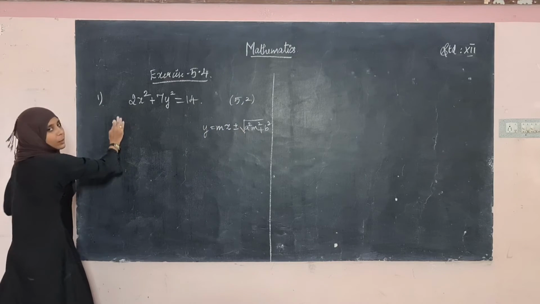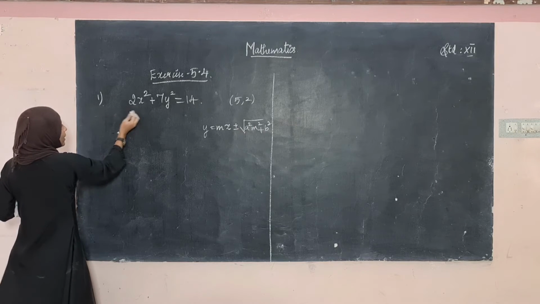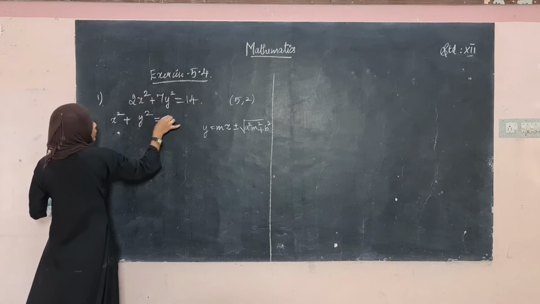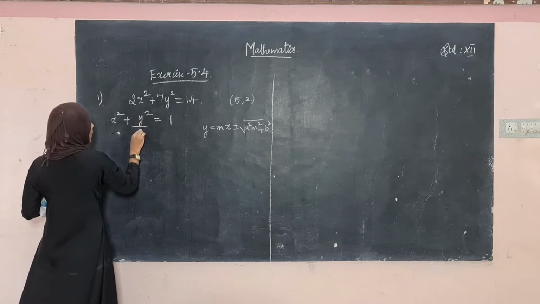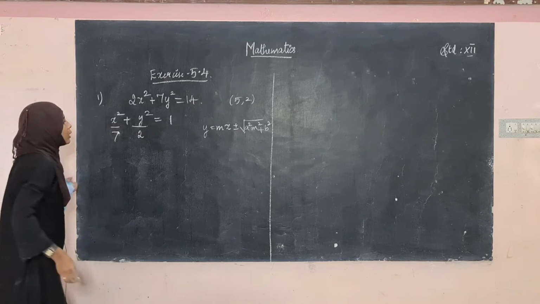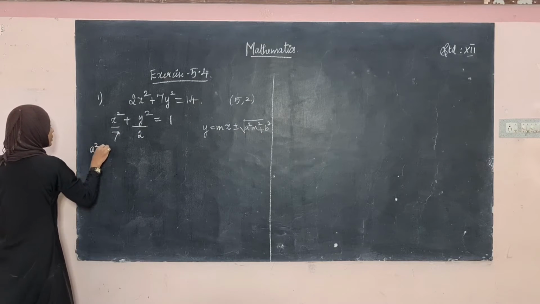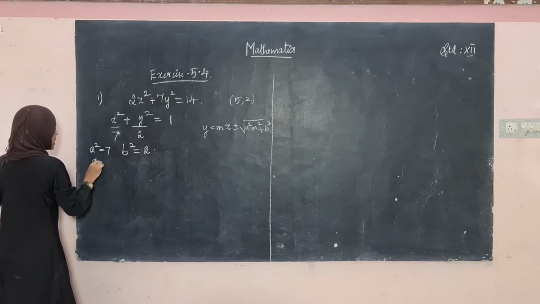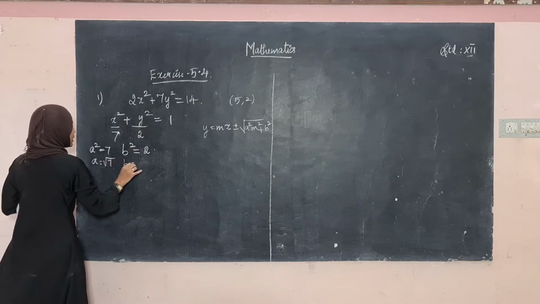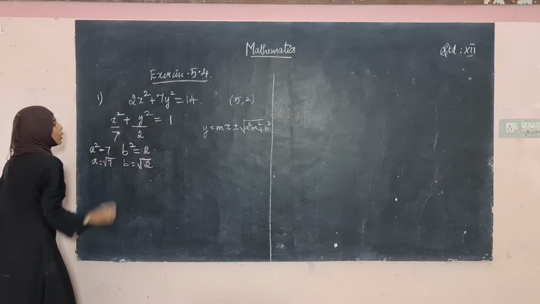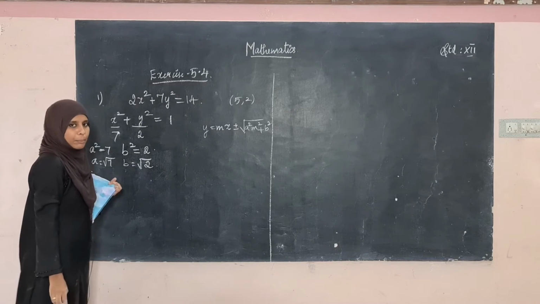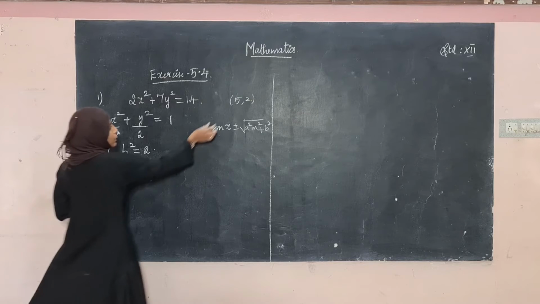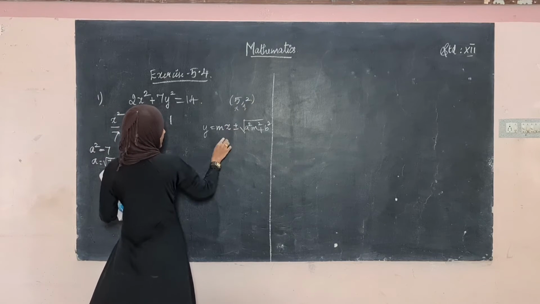Okay, so this is the equation of the ellipse. We can rewrite this by dividing throughout by 14. On the right hand side we will be getting 1, y square divided by 2, x square divided by 7. So here a square is equal to 7 and b square is equal to 2. Okay, a is equal to root 7 and b is equal to root 2. So we want to find the value of m, right? For that we can substitute the values of a, b and this point as x, y in this equation.